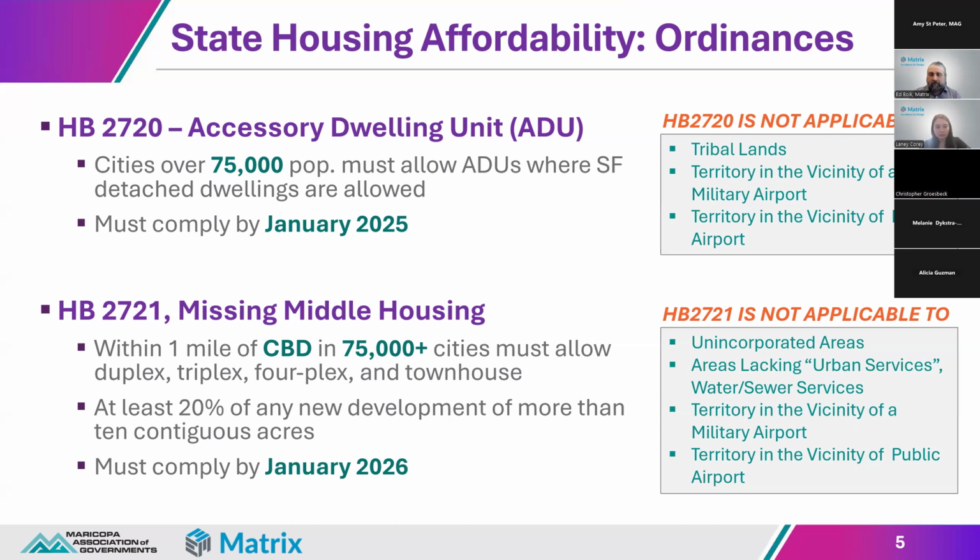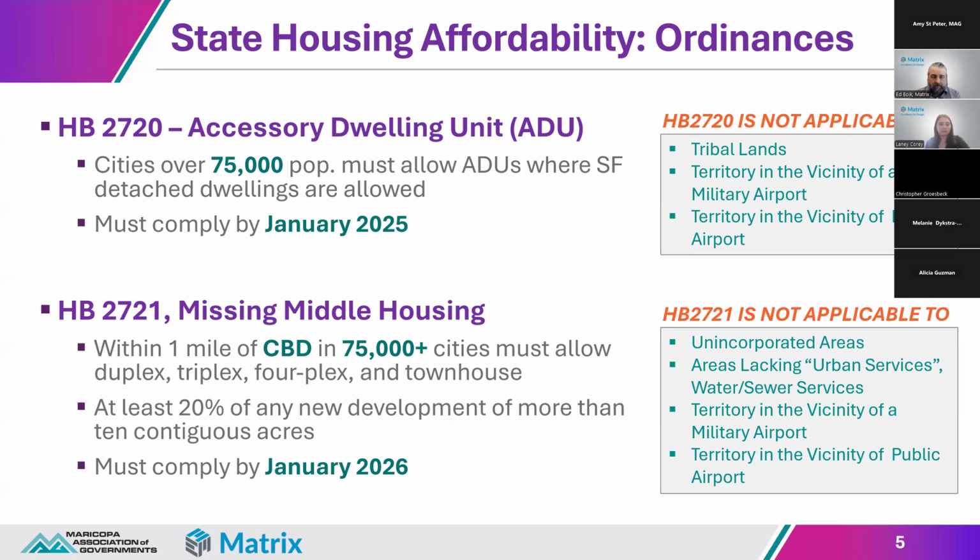House Bill 2721 is the missing middle bill. This is the one that's got a little bit more specificity in how it's to be used. But basically, any cities over 75,000 as of the last census have to allow for this missing middle housing type within any of the areas where single family residential zoning is already in place within 1 mile of a central business district.